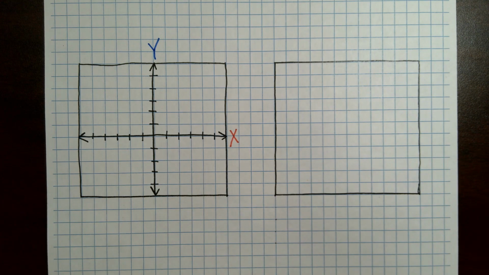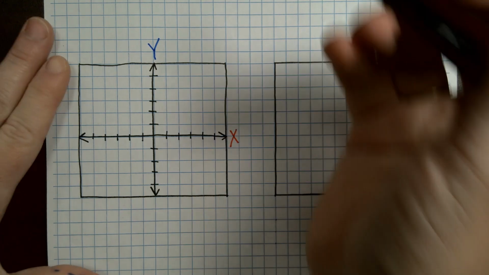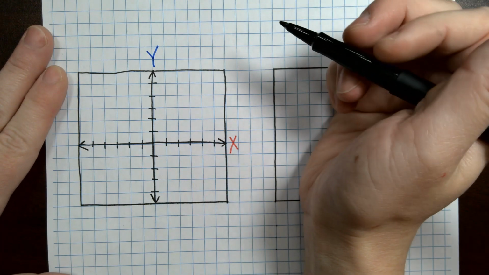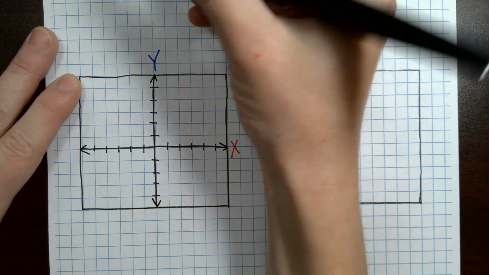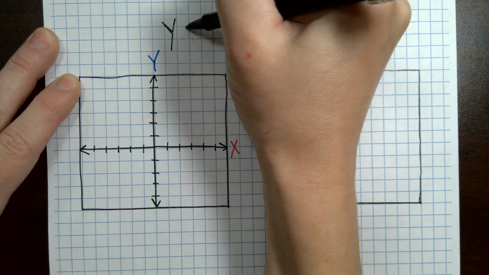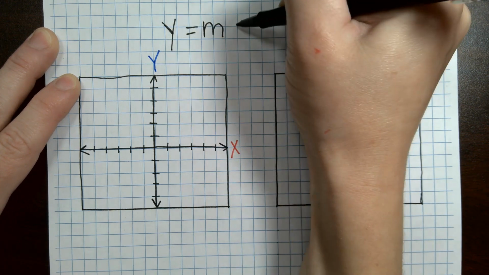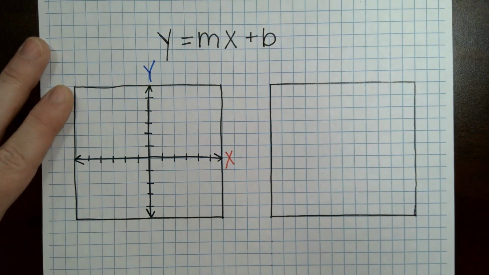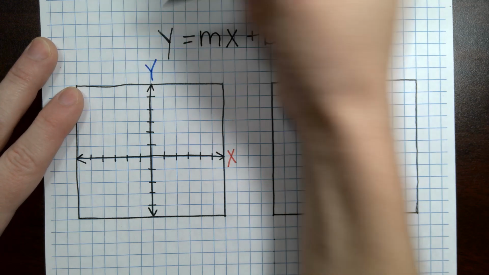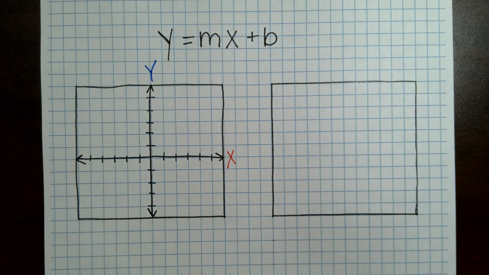Now at the top of your paper, I want you to write out the slope-intercept formula equation, which is y equals mx plus b. And I'm going to explain a little bit about what each of these letters mean. Y equals mx plus b. I'll give you a second to get caught up. Just look up at me and tell me that you're ready. Give you just a minute.